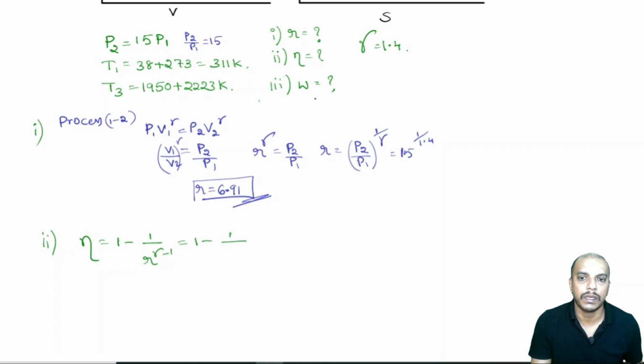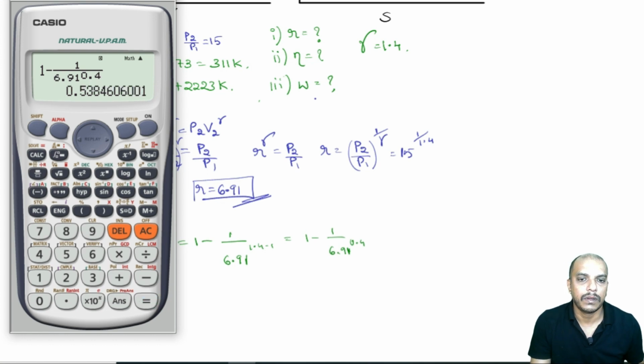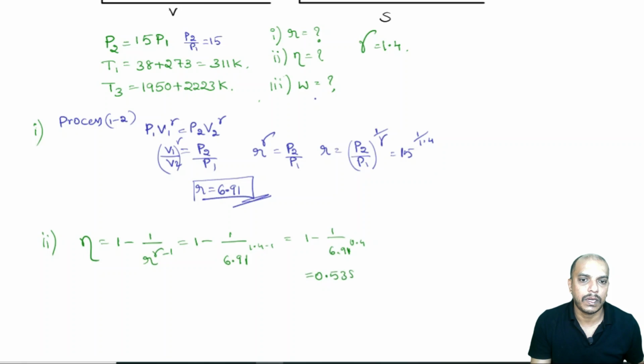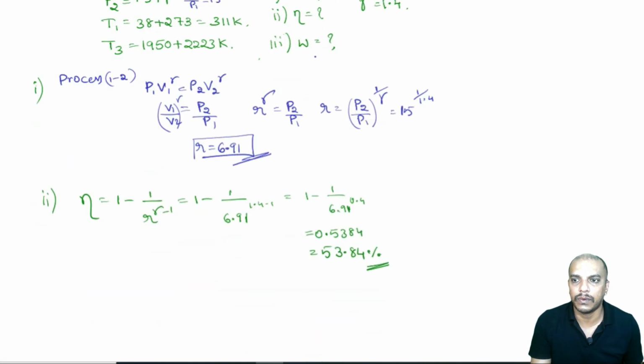So 1 minus 1 by 6.91 power 1.4 minus 1. So that is nothing but 1 minus 1 by 6.91 power 0.4. So let us solve that. 1 minus 1 by 6.91 power 0.4 gives 0.5384, which we have to multiply by 100, which is nothing but 53.84 percentage. So the efficiency is 53.84 percentage. Now let us go to calculate the work.